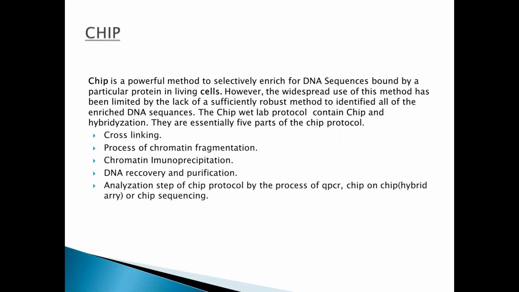And the final step is the analysis step of the ChIP protocol by the process of qPCR, ChIP-on-chip hybrid array or ChIP sequencing. In this step, oligonucleotide adapters are then added to the small stretches of DNA that were bound to the protein of interest to enable massively parallel sequencing. Through the analysis, the sequence can then be identified and interpreted by the gene or region to which the protein was bound.